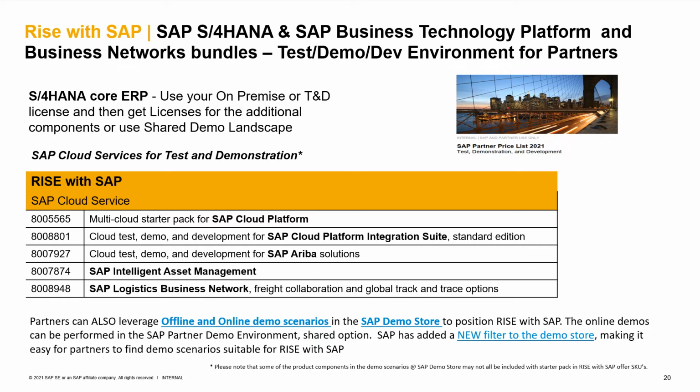The online demos can be performed in the SAP Partner Demo Environment Shared option. There's also a new filter we've added to the demo store, making it easy for partners to find demo scenarios suitable for Rise with SAP. Please note that some of the product components in the demo scenarios in the demo store may not all be included with the starter pack in the Rise with SAP offer material number. So keep that in mind. These are full-blown demos for these components, and I would recommend you use them if you're selling the main course, if they really liked that starter pack, amuse-bouche.